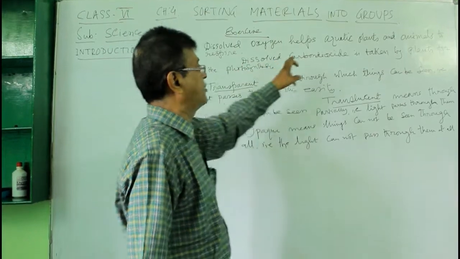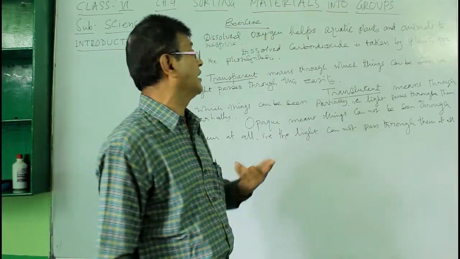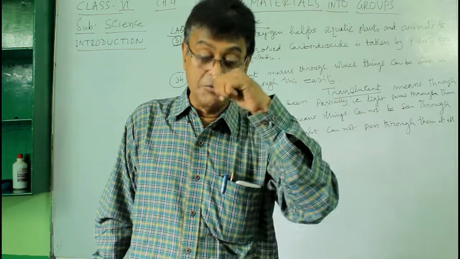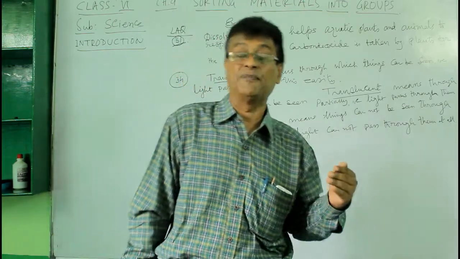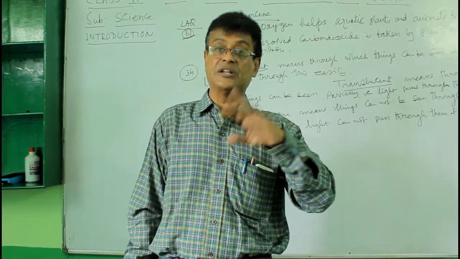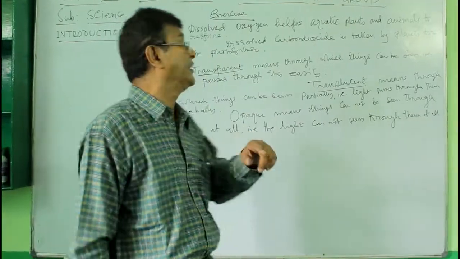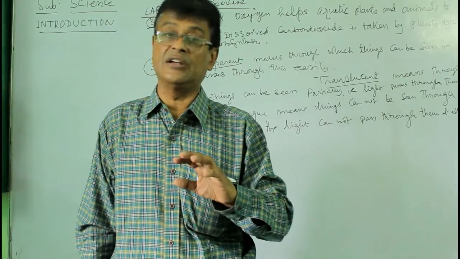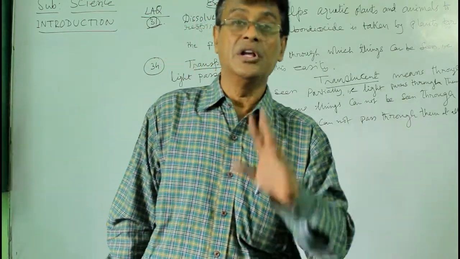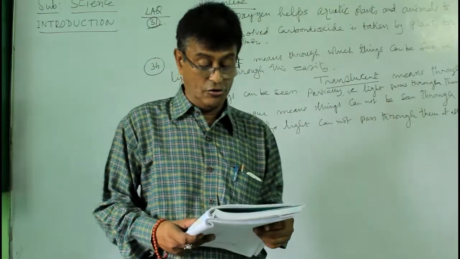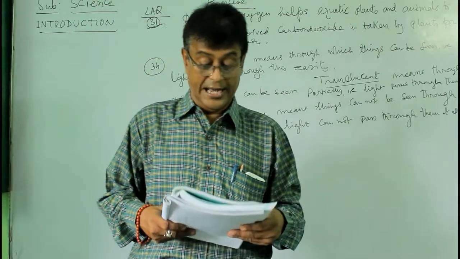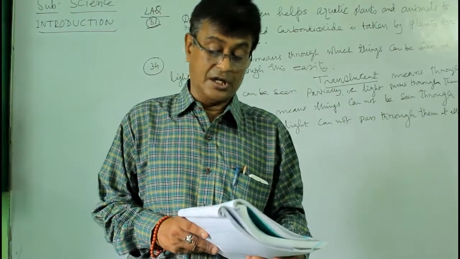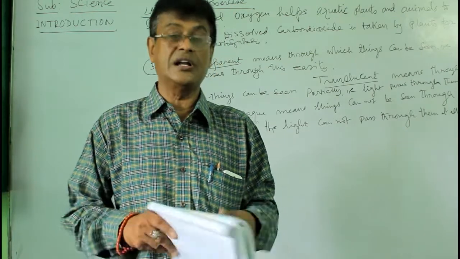Dissolved carbon dioxide is also important for the plants. Dissolved carbon dioxide is taken by the immersed plant. There are three kinds of plants: free floating, submerged and immersed. They can take the dissolved carbon dioxide from the water for their photosynthesis, because if photosynthesis is not there, they will not live. So that is the answer of question number 31. We'll come to question number 34. What is meant by transparent material, translucent material, and opaque material? Give two examples of each.